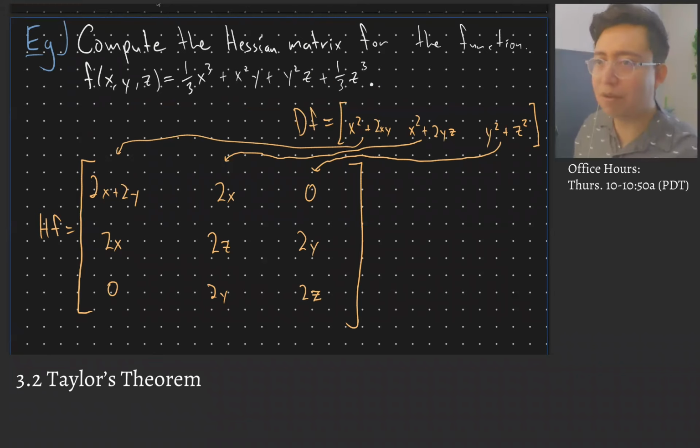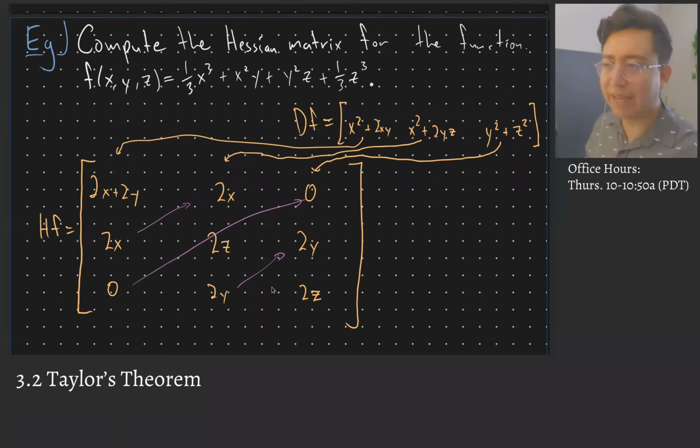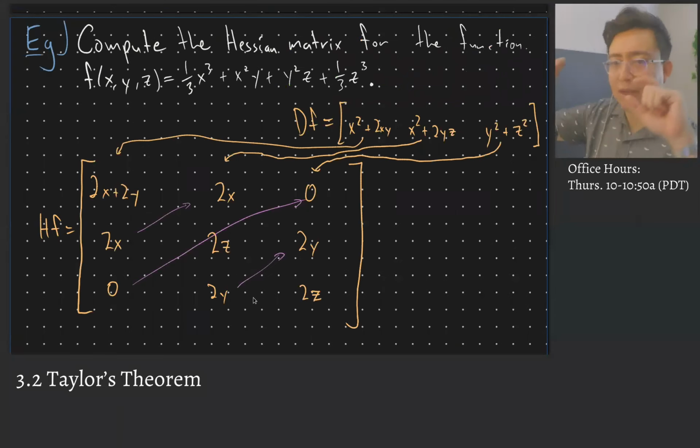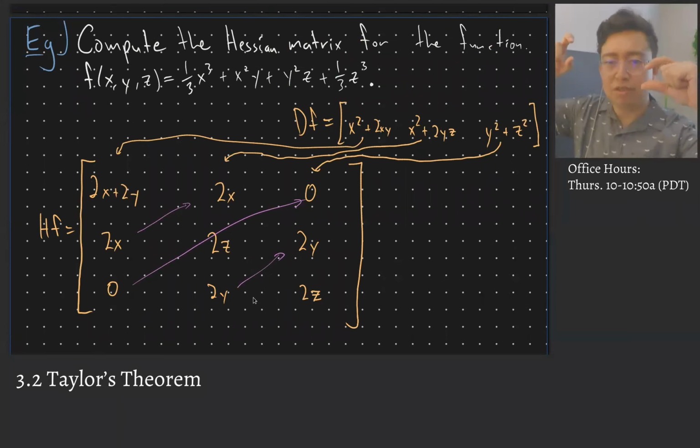I want to point out the symmetry of this matrix. If you draw a diagonal here, it has reflectional symmetry. So this is the same, this is the same, and then this is the same. That's always going to be the case for a Hessian, because on either side of the diagonal you have the mixed partials.